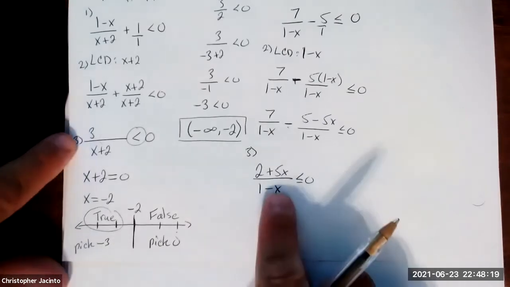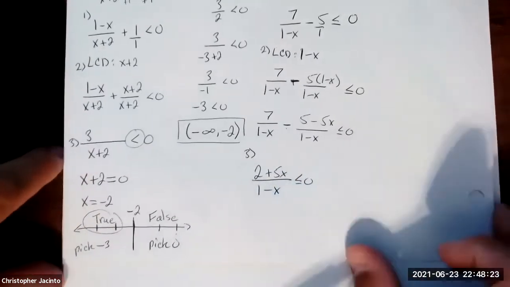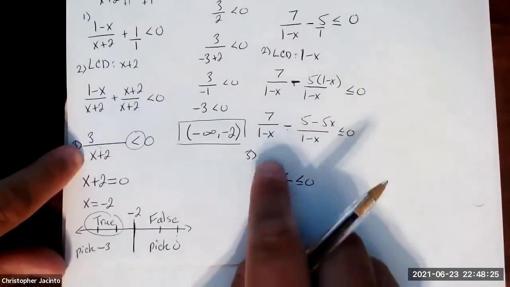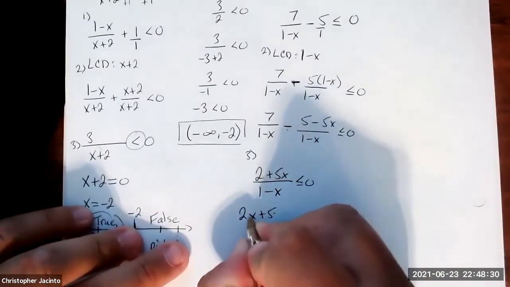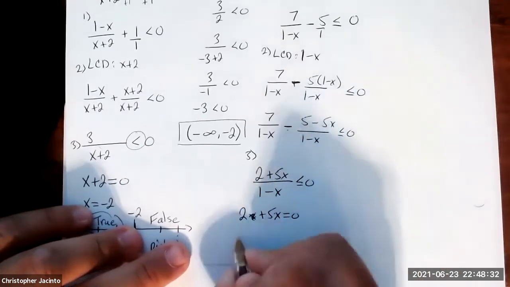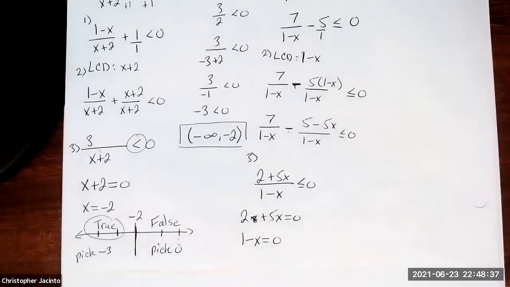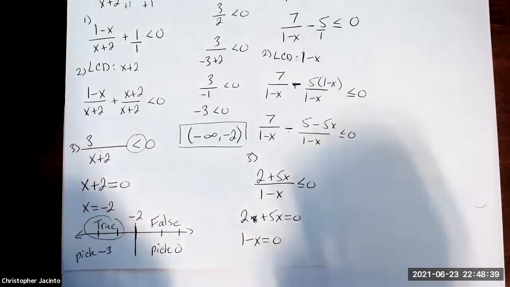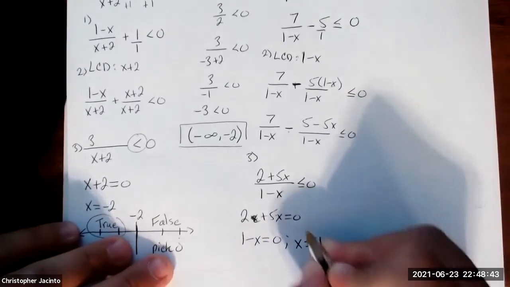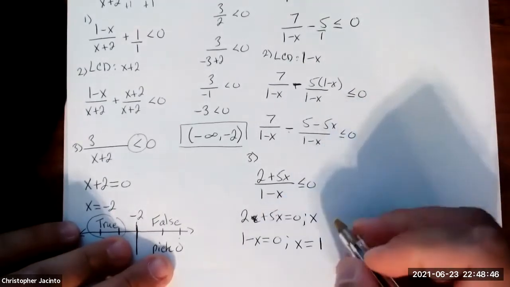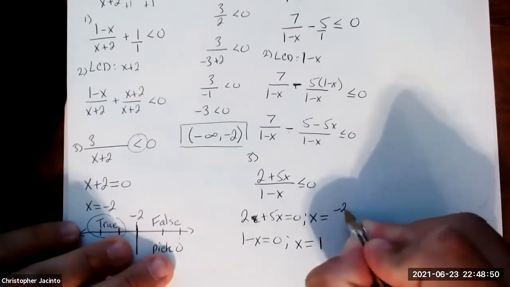All right, so now at this point, we set both top and bottom equal to 0. So unlike this one in here, where we only have to do the bottom, this one we have to do both top and bottom individually. So we just set the top equal to 0 and also the bottom. And then we just solve for x individually. So over here, we'll have x equals 1. And on this side, we'll have x equals negative 2 over 5.